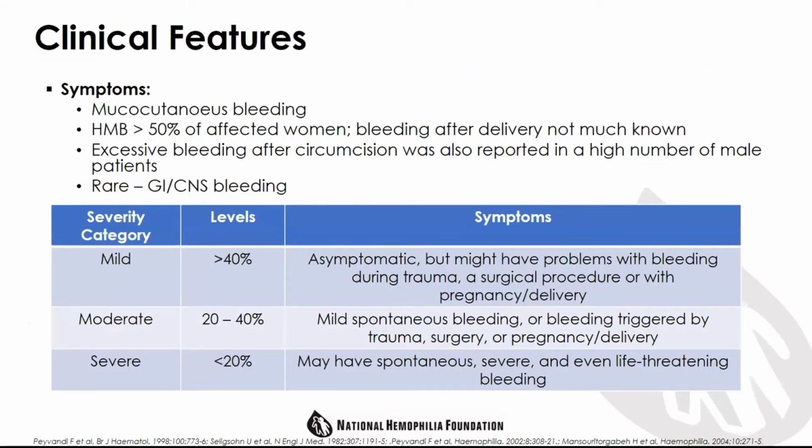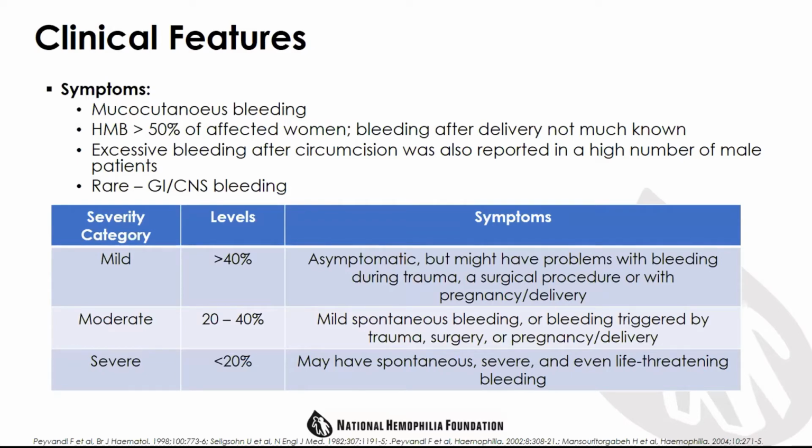The clinical features of combined factor V and VIII deficiency are similar to any other bleeding disorder, with skin bruising, nosebleeds, bleeding from the mouth being very common, which is called mucocutaneous bleeding. Heavy menstrual bleeding can be seen in more than 50% of the affected women. There is not much data available about delivery and bleeding after delivery in such women. Bleeding after circumcision can happen in male babies, but it is rare to have major organ serious bleeding involving the brain and the gut.